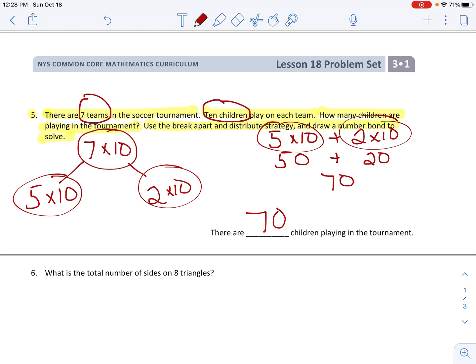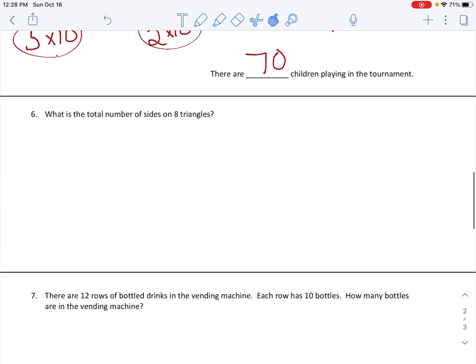That's how the break apart and distribute strategy works, instead of drawing the pictures out. And again, we're just practicing the process of trying to use these number bonds, because for some people's brains, the arrays and breaking apart the arrays and drawing the line makes the most sense. For other people's brains, number bonds make the most sense, and when we break apart and distribute. And for some of us, we're just going to know in our brain that we can do 7 times 10 and be all okay. So we're using different strategies for different people's brains.